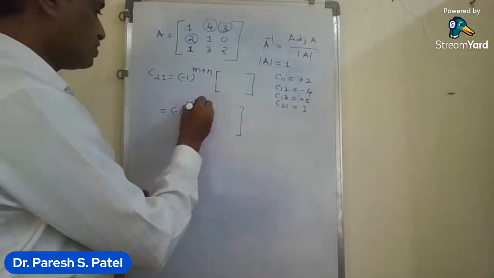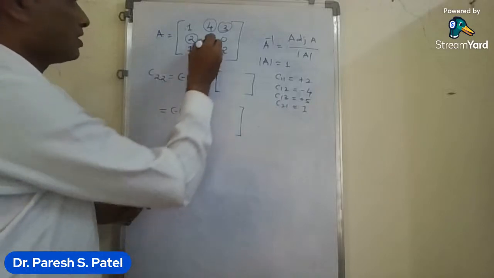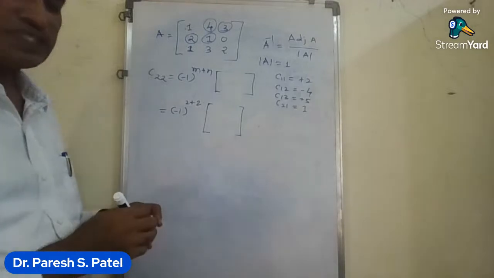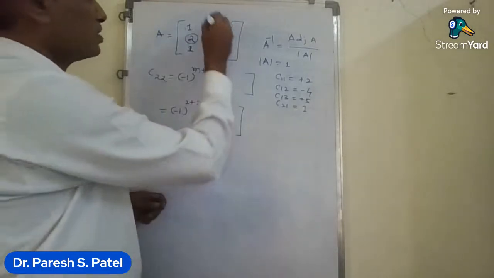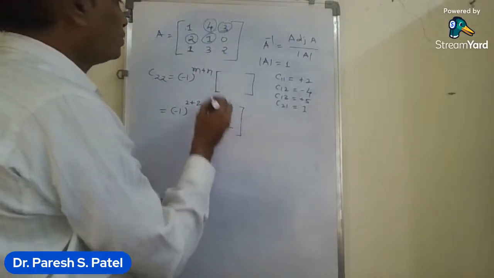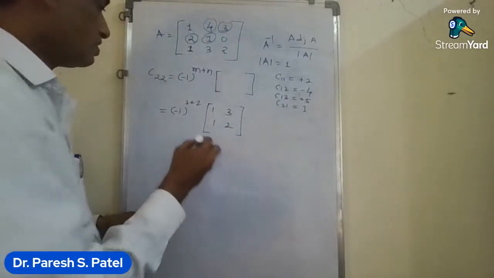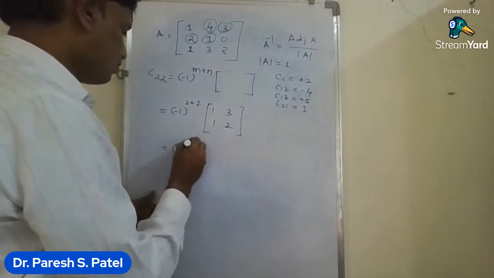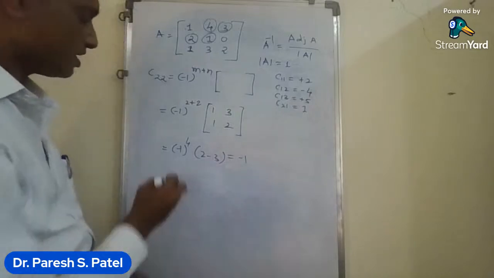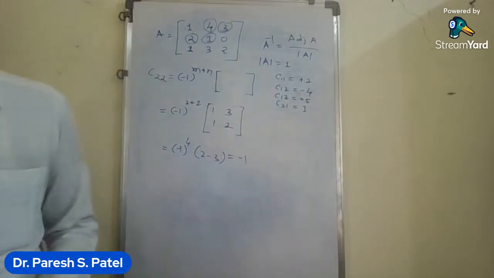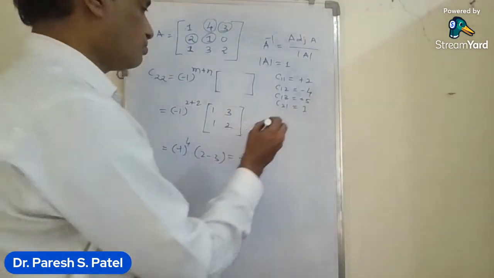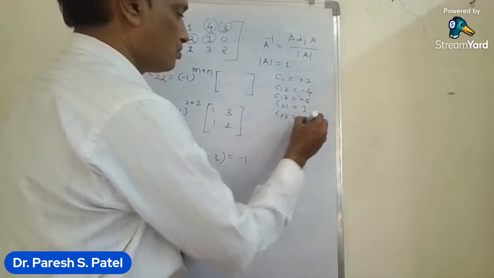Similarly, if you go for C22, this is the element of the second row and second column. So the remaining elements are [1 3; 1 2], equal to minus 1 raised to 4 times (2 minus 3), which is minus 1. Why? Minus 1 raised to 4 is equal to plus 1, and 2 minus 3 is equal to minus 1. So the value for C22 is equal to minus 1.